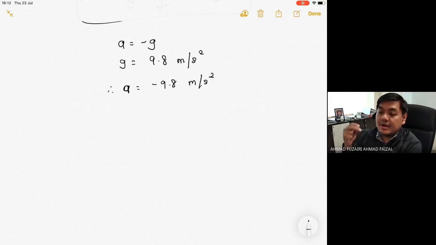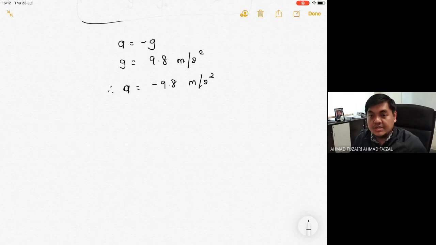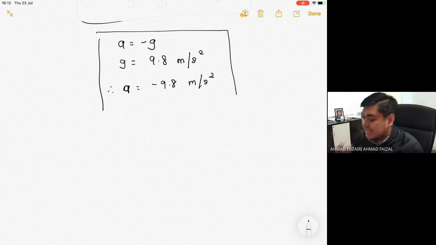Jadi walaupun kita gunakan perkataan free fall, bukan bermaksud dia semata-mata masa tengah jatuh je. Masa tengah naik ke atas pun kita consider sebagai free fall. Istilah dia because free fall lebih kepada ini. A equals to negative G and A is equivalent to negative 9.8 meter per second square.